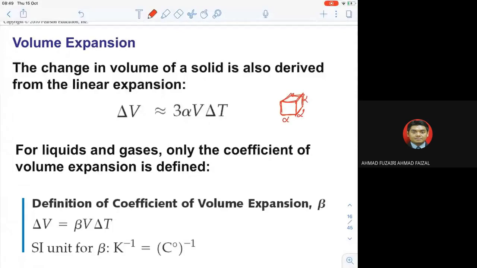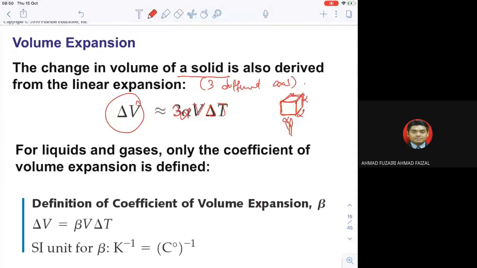So when we heat the solid, of course it will increase its volume, but increase in terms of linear with three different axes simultaneously. That is for volume in solid. As I mentioned, the volume expansion also applies to liquids and gases, fluids, and is derived from the linear. So we can say that delta V is equivalent to 3 alpha V delta T. So that will be for the solid.